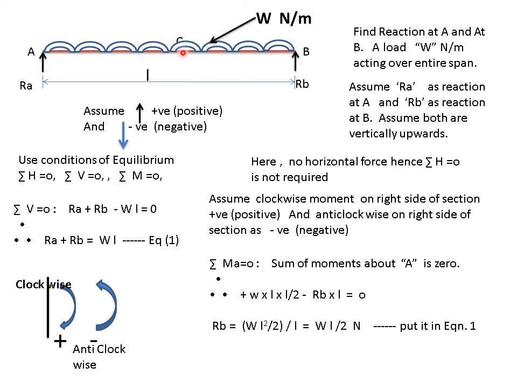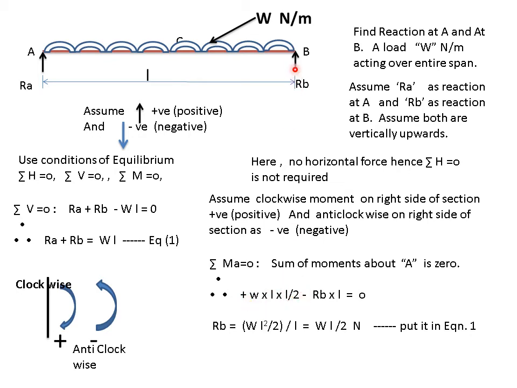Now when UDL is acting, when you multiply it by the span, you get the total load, and it is assumed that the total load will act at the center of the span on which UDL is acting. Here UDL is acting over the entire span, so the total load or point load will act at the center. So WL is the total load, multiplied by L by 2.